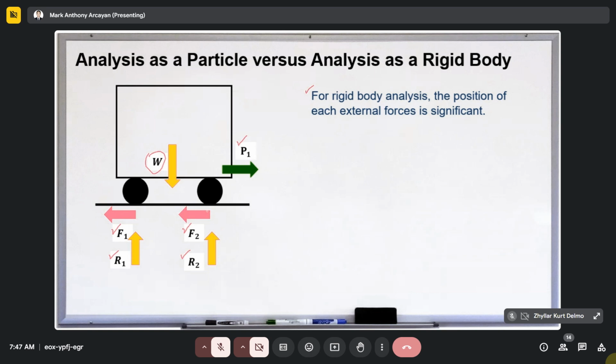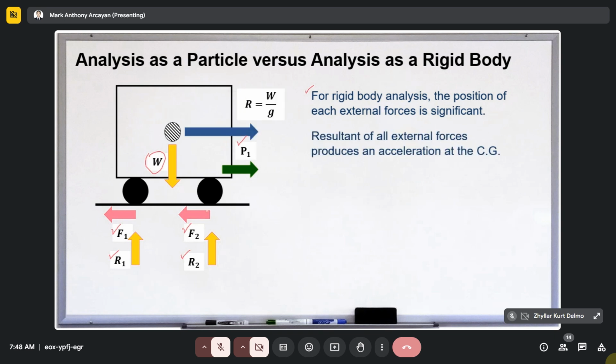Well, it's a step that you have already undergone in statics. For an FBD, you have to indicate the external forces. That's the first step. I think it's the same with analysis of a particle.